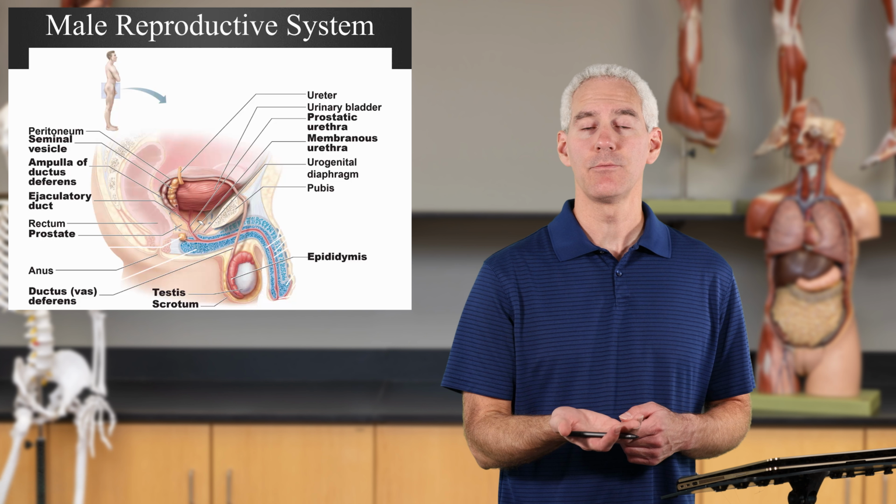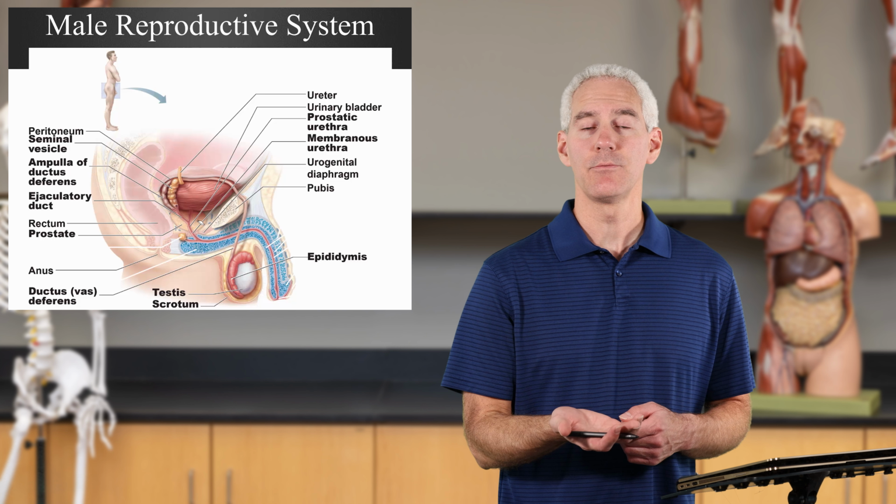We have the prostatic urethra, the membranous urethra, and then the spongy urethra. Around that spongy urethra, we're going to start with the bulb of the penis. That's this area down here, kind of around the actual urethra. And then we go to the corpus cavernosum and the corpus spongiosum.